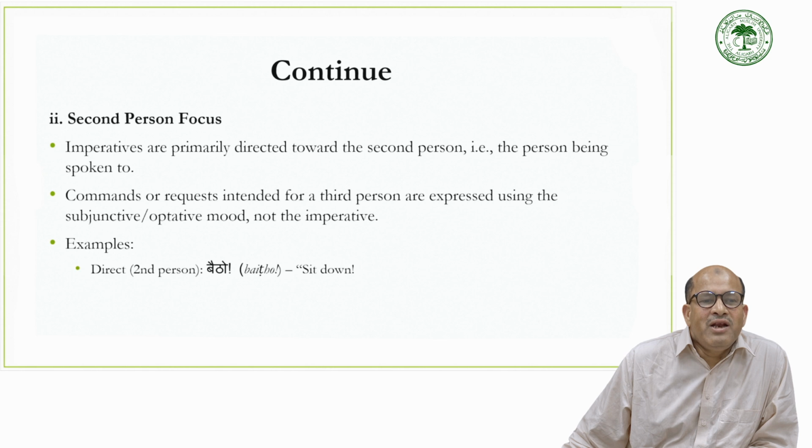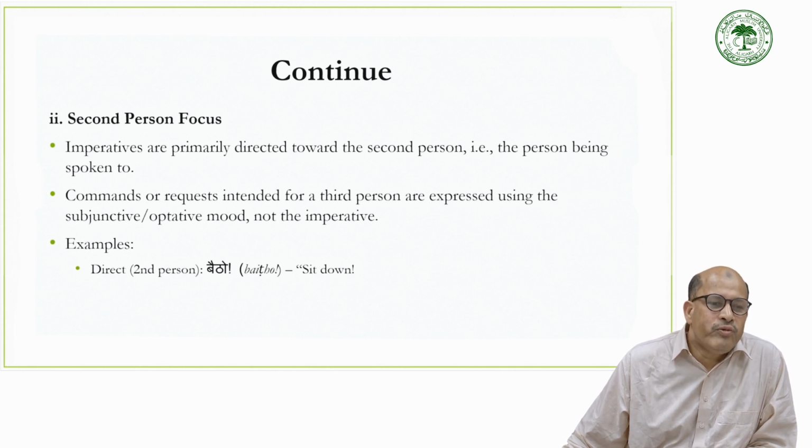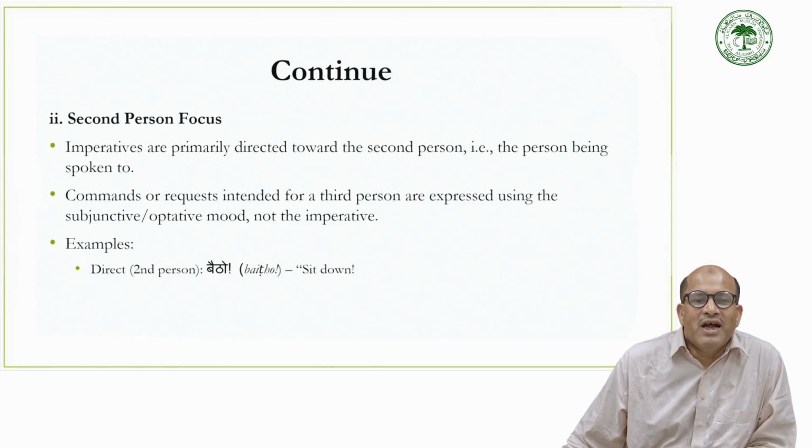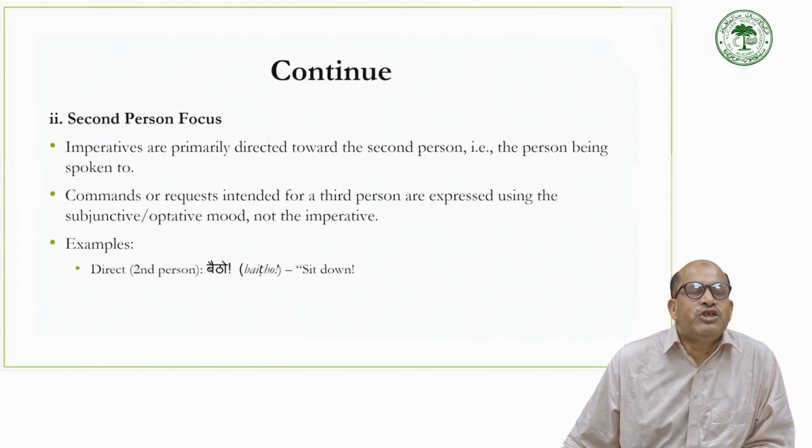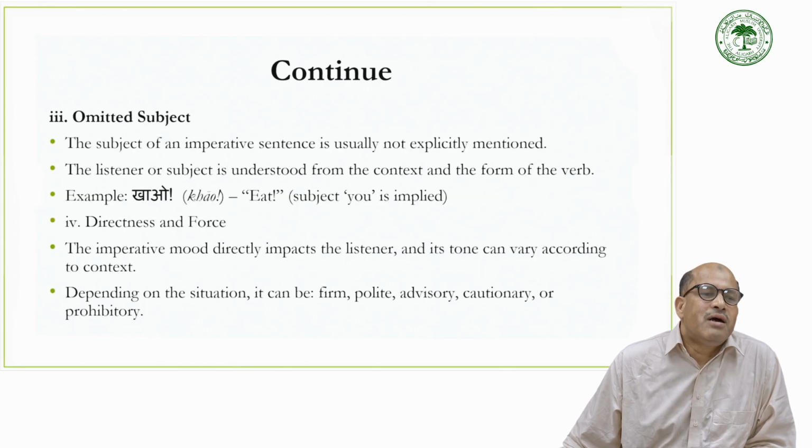Imperatives are primarily directed toward the second person, that is, person being spoken to. Commands or requests intended to a third person are expressed using the subjunctive or optative mode, not the imperative. The second, baitho, sit down, is asking someone, and that someone is not stated, but it is implied that you are giving command or making a request to somebody else.